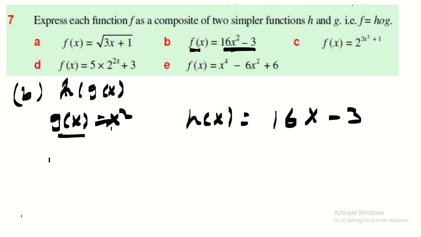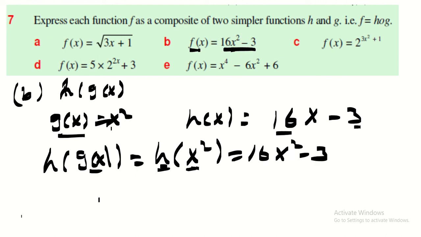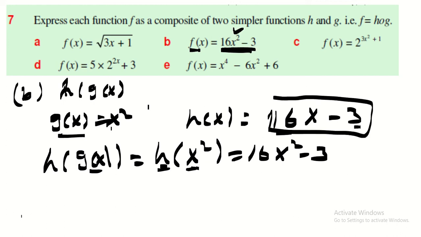Now compose it and check h of g of x. h of what's g of x? x squared. So what does h do? Multiply by 16, then add minus 3. So the x squared will be multiplied by 16: 16x squared minus 3. That's going to be the answer for the second one. So there are two functions here, one quadratic and the other linear. The linear one is 16x minus 3. We made it. What about the quadratic? I just take it as x squared.